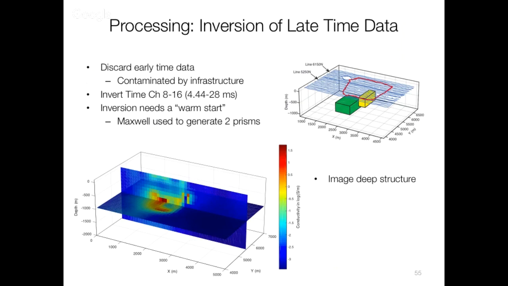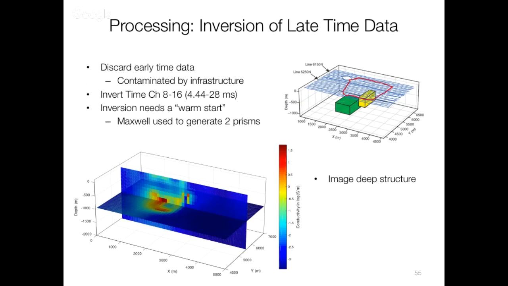It's called Maxwell, and it generated a couple of plates, and we just made those plates into a couple of prisms. And so we start off with something that looks like that. And then that goes into the inversion algorithm. And the result is we end up with a three-dimensional conductivity model, done the same way as we talked about before, that looks like this.